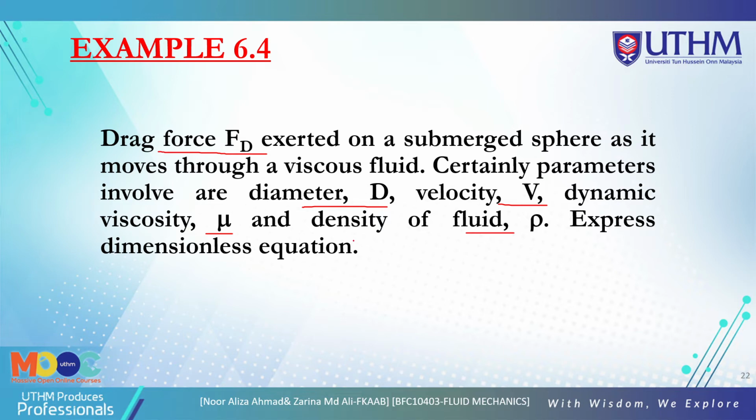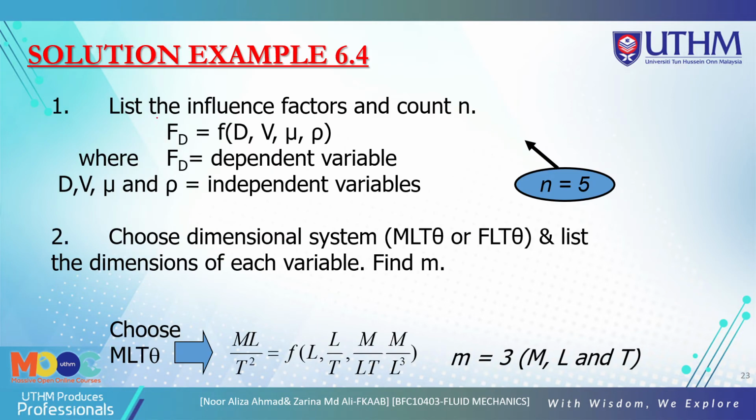Now you see this example 6.4, which is based on the pi Buckingham method. The variables involved in this calculation are the drag force, Q1, which is a function F, the diameter D, velocity, dynamic viscosity, and the density. So there are 1, 2, 3, 4, 5, so n is 5 variables.